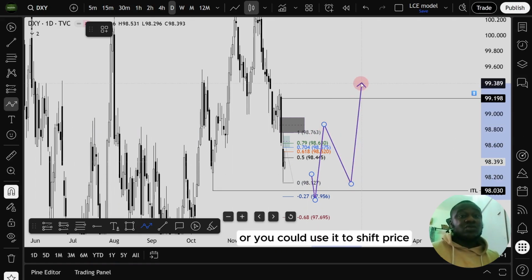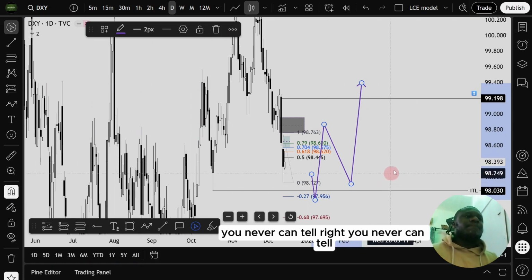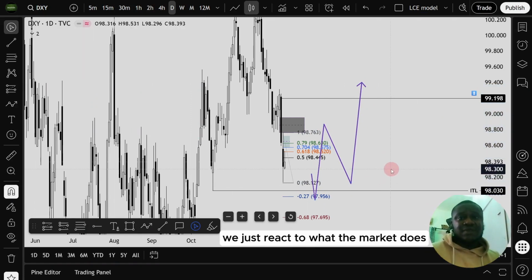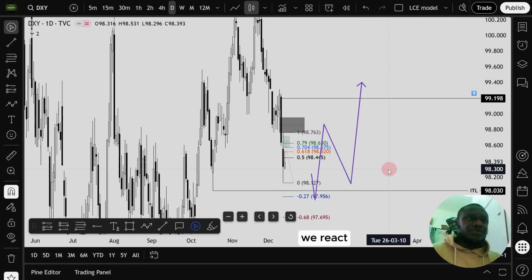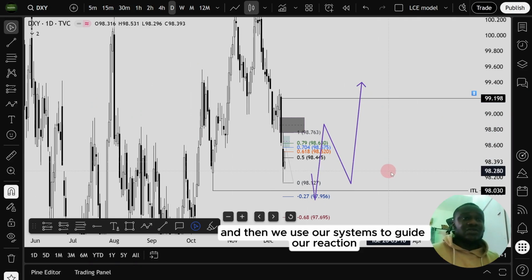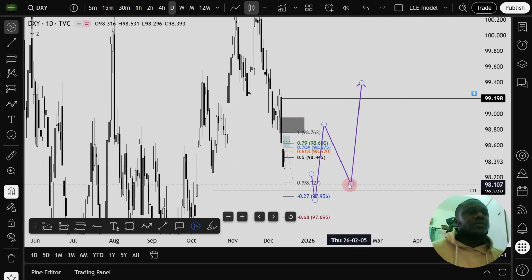Or it could use it to shift price. You never can tell, right? You never can tell. We just react to what the market does. We don't predict here. We react, and then we use our systems to guide our reaction. That's what we do here.